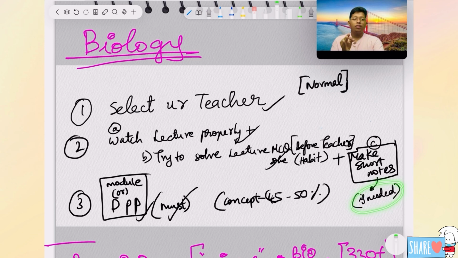Short notes are not a must. I will not say short notes are a must for every chapter. If you want, you can make them for one chapter. Some chapters you may leave. But making short notes is a little bit of a good idea.